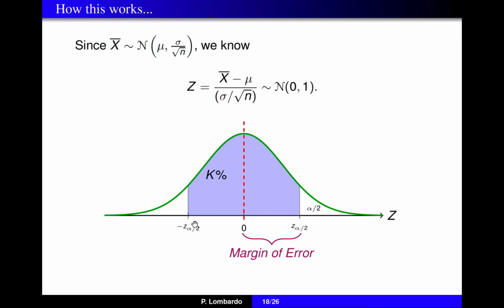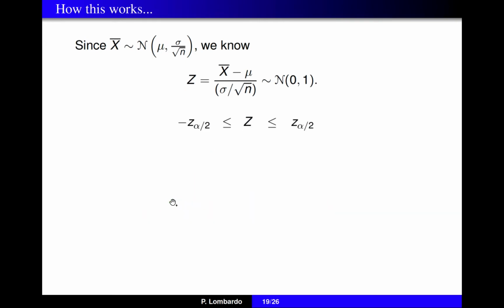And the idea here is that the probability that a randomly selected value from your standard normal falls in between negative z alpha over 2 and z alpha over 2 is exactly equal to k%, or another way of thinking about this is 1 minus alpha, which is the area in the two tails. So here's how we derive our result. We know that a z-score falling in between these two values, z alpha over 2 and negative z alpha over 2, the probability of this is going to be 1 minus alpha.